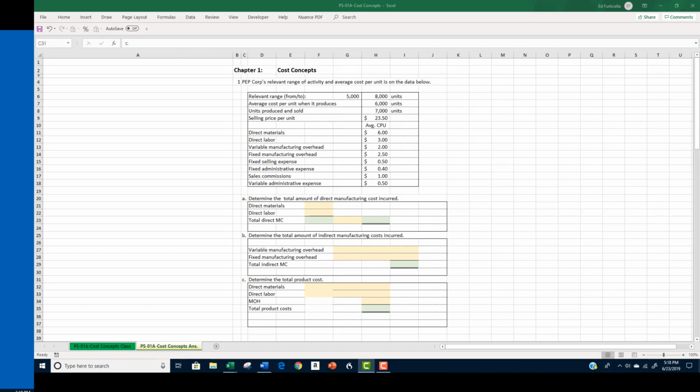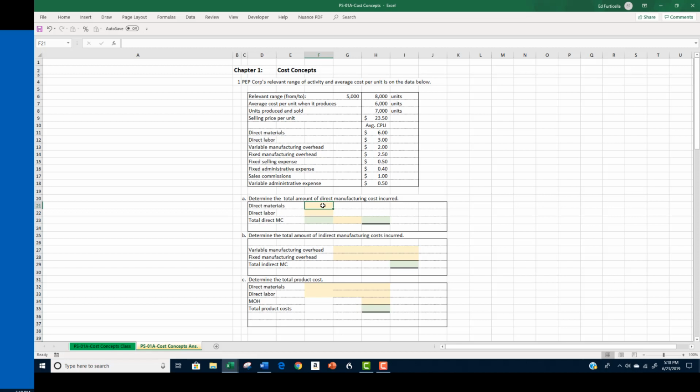Question A asks that we determine the total amount of the direct manufacturing cost. The concept to be underlined is direct manufacturing cost. As you know, these costs are easily and conveniently traced to a specified cost object. The cost object for this problem is the product being produced and sold.